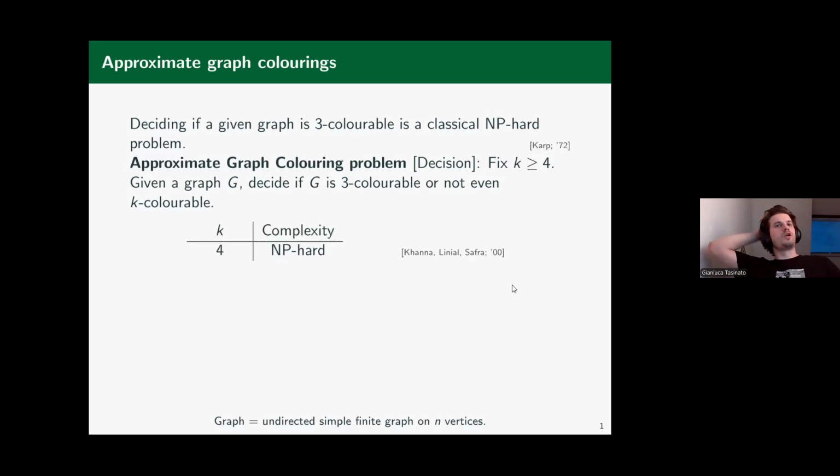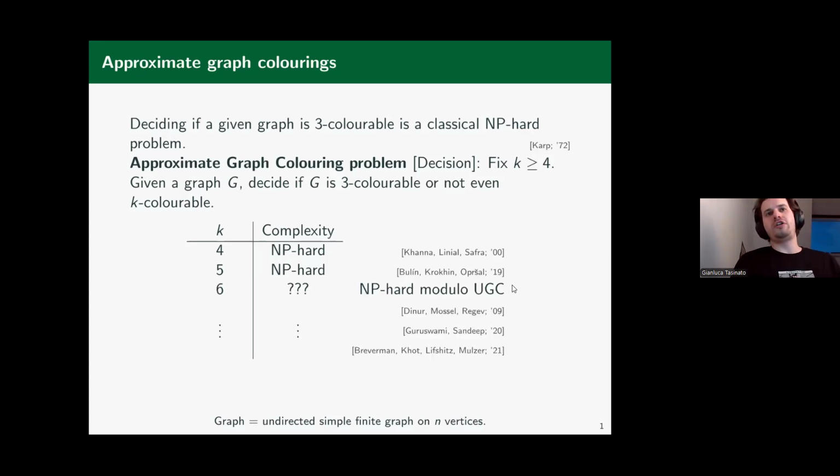So what is known is that if we try with 4 colors, this is NP-hard. Recently this has been expanded to 5 colors. There are conditional hardness results for all k, assuming different versions of the unique games conjecture. And if we drop the requirement to be a constant number of colors, then the best known polynomial result is for slightly less than n to the 1 over 5.